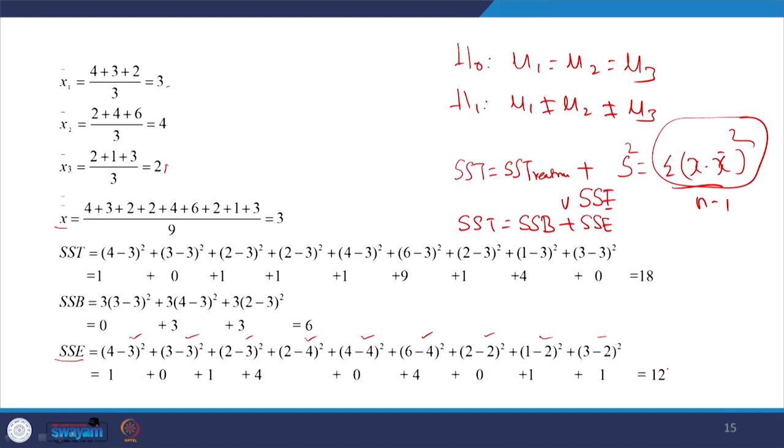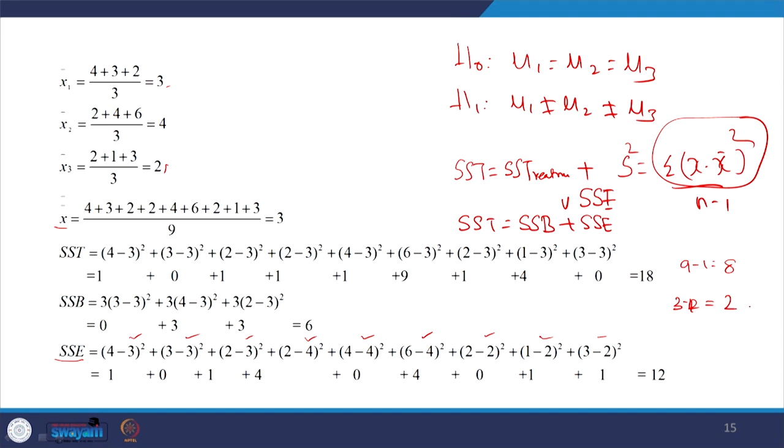So, what happened? The SST is divided into 2 categories. One is variance due to treatment, and the other is error variance or individual variance. The second thing is we have to find out the degrees of freedom. For SST, what is the degrees of freedom? There are 9 elements. So, 9 minus 1, that is, the degrees of freedom is 8. For SSB, there are 3 columns, so 3 treatments. So, 3 minus 1, 2 is the degrees of freedom.